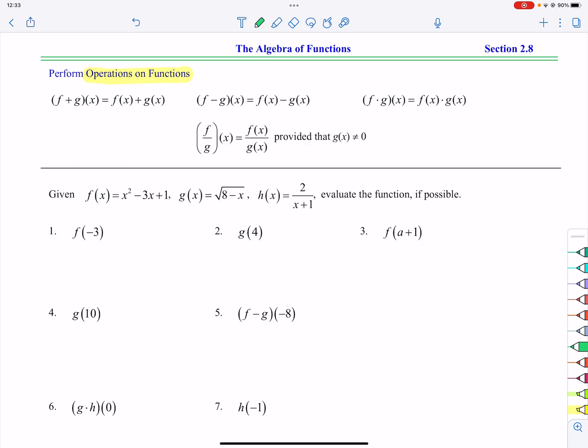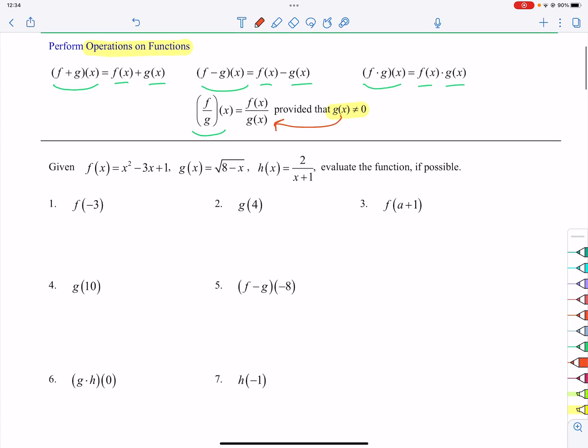We have this new function called f plus g of x, and it's simply f of x plus g of x. Likewise, f minus g of x is simply f of x minus g of x. And f times g of x is just f of x times g of x. And it's the same thing for the quotient of x. It's f of x divided by g of x. But we do have to make sure that g of x is not equal to 0, or we would have a function that is undefined.